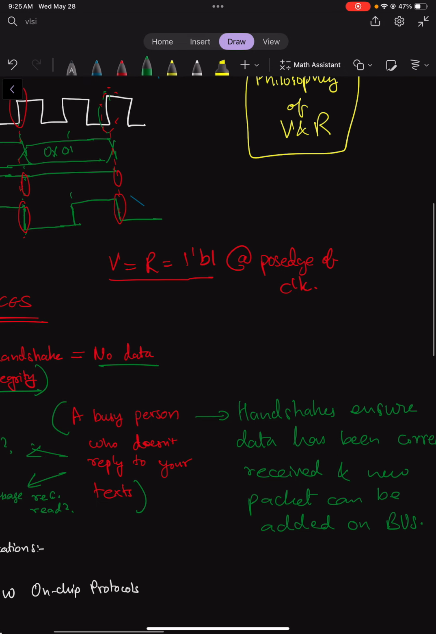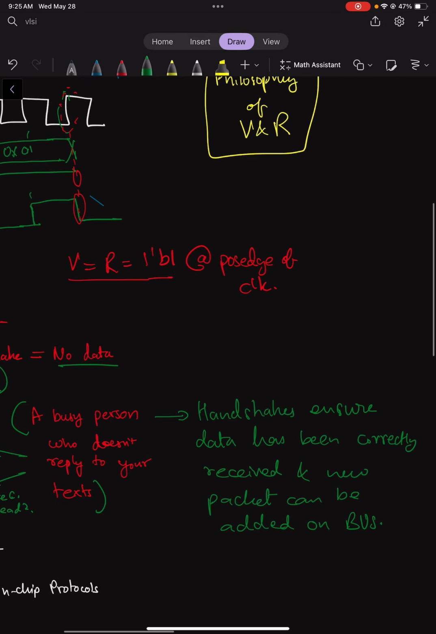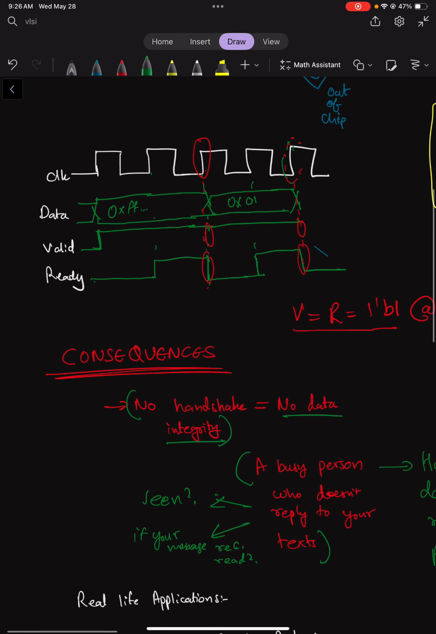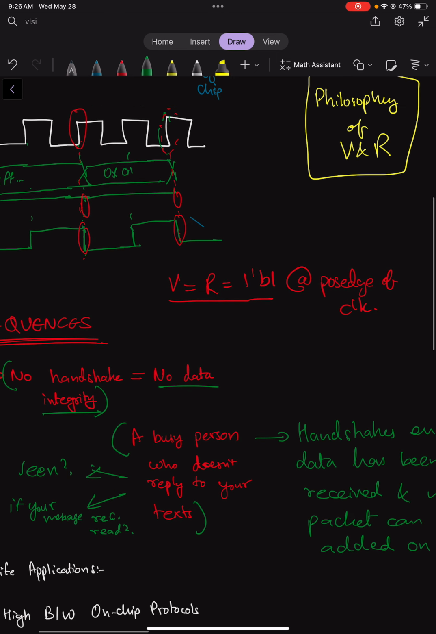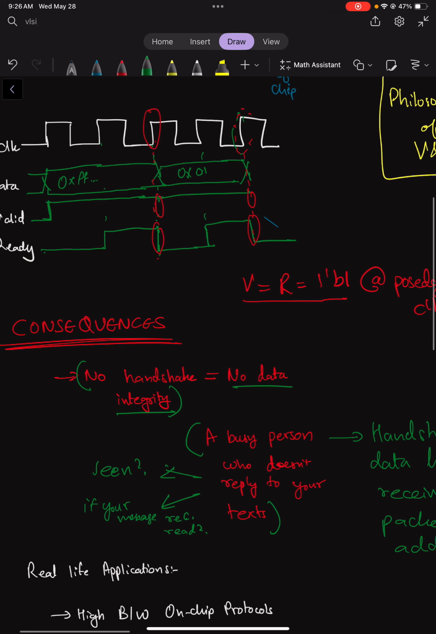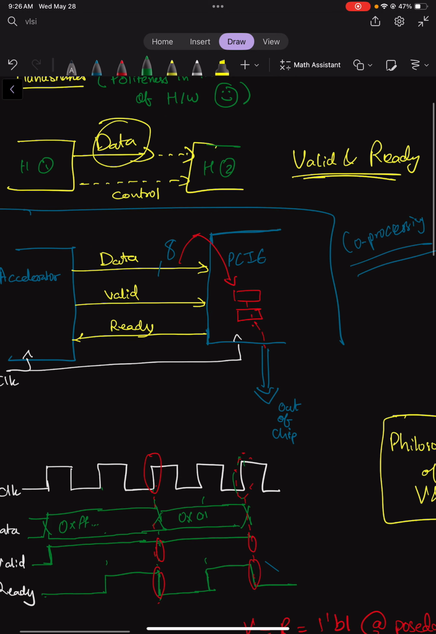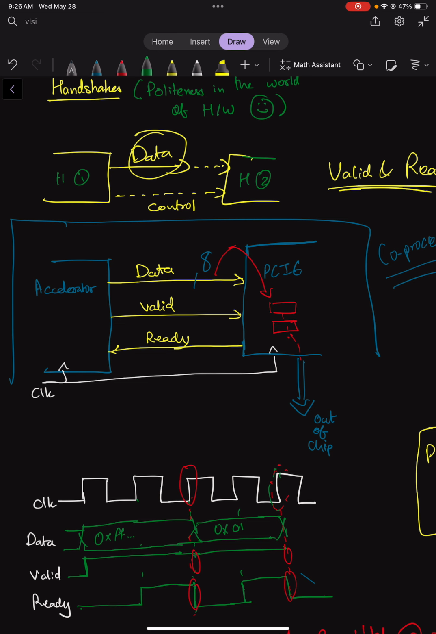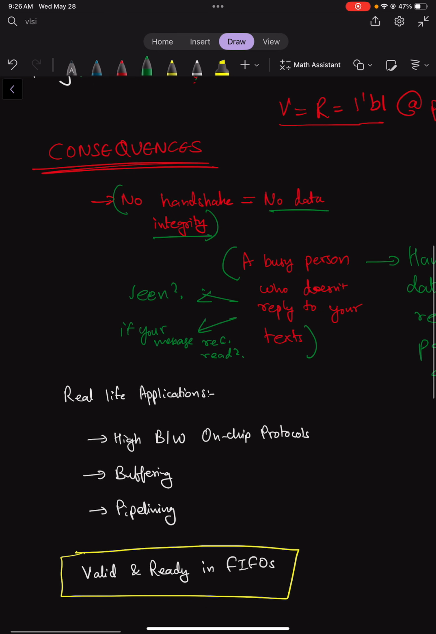And this is exactly what handshakes are trying to ensure doesn't happen in the world of hardware, because handshakes make sure that the data is allowed to only change when the handshake is completed, right? So if there is no handshake happening and you just randomly change the data, you don't know if your PCIe is receiving that data or not receiving that data. So that will cause data integrity issues.